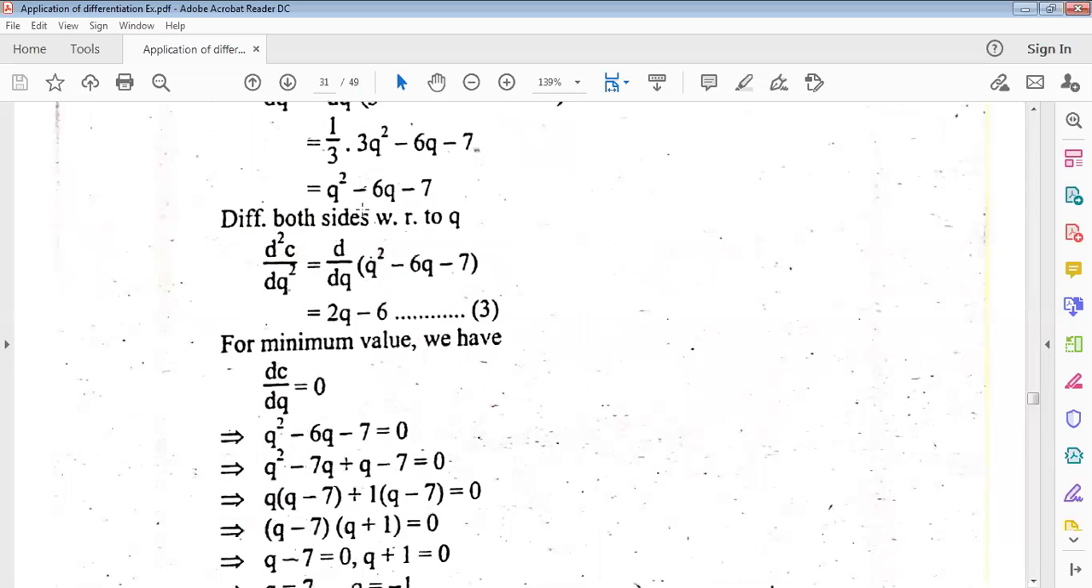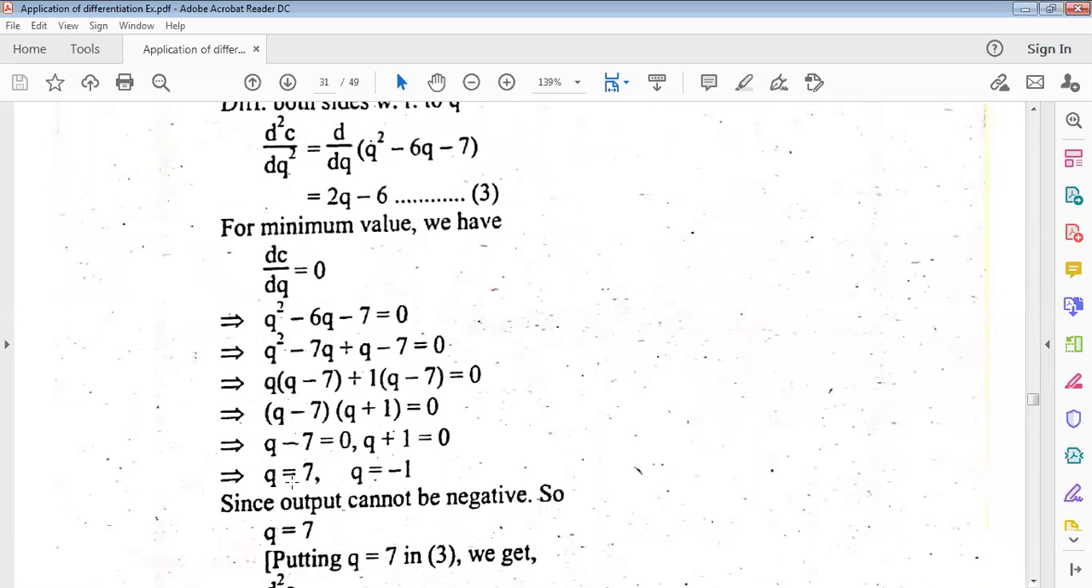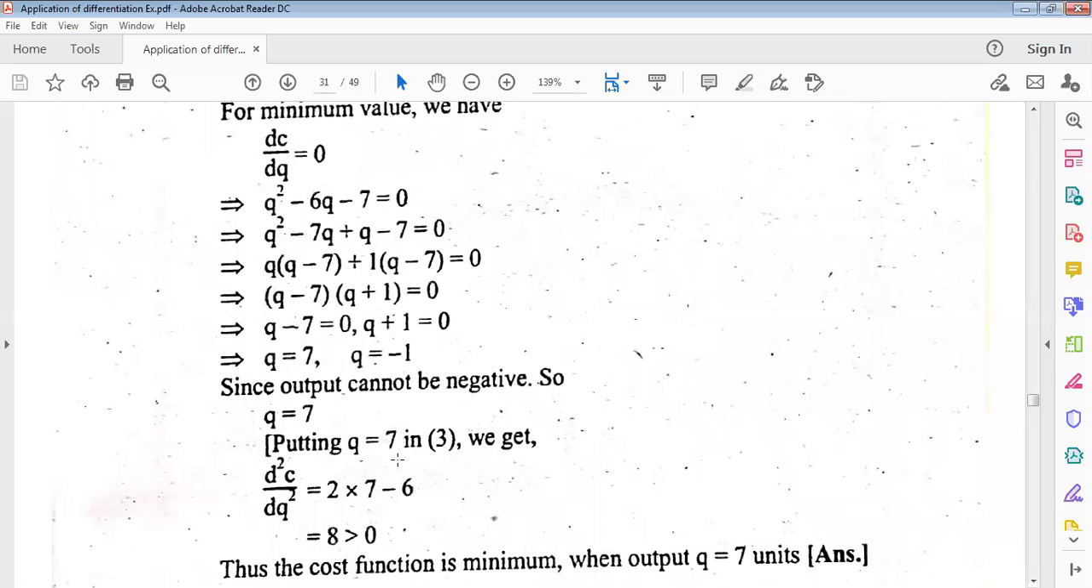So first differentiation is q square minus 6q minus 7. Just by the factorization process, we get the value q equals 7 and q equals minus 1. But quantity, that means the number of units, can never be negative. You must know, the number of units or output can never be negative. This is why q equals minus 1 cannot be accepted. So q equals 7 will be the accepted value.